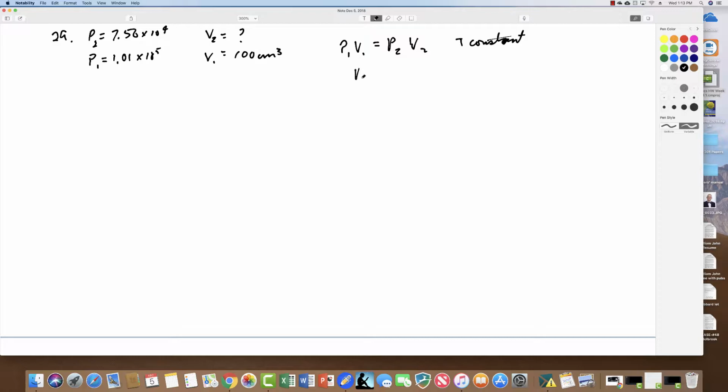So that means that V2 is going to equal P1 V1 over P2. And so you can put 1.01 times 10 to the fifth times 100 divided by 7.50 times 10 to the fourth. If you do the math here, you get 133 cubic centimeters.